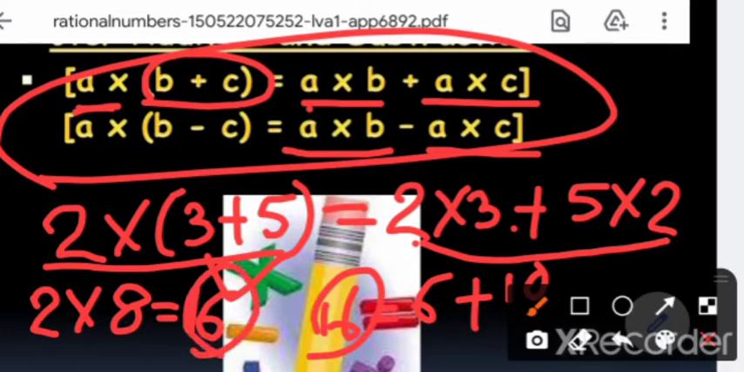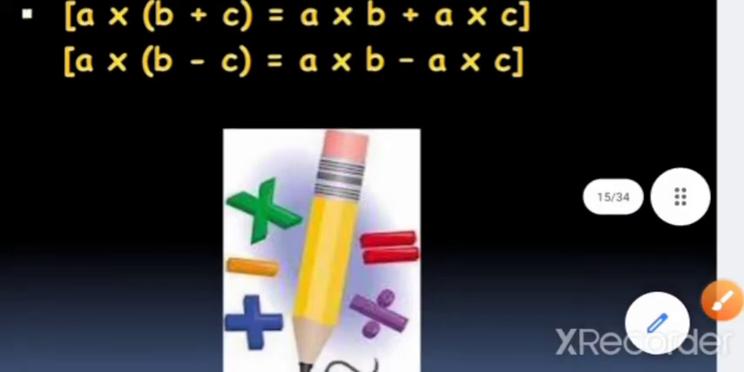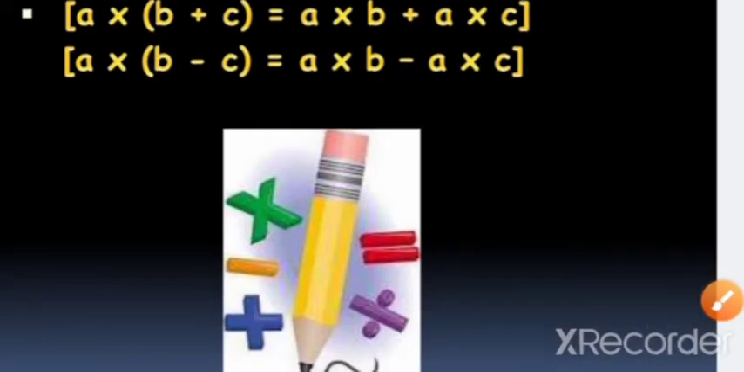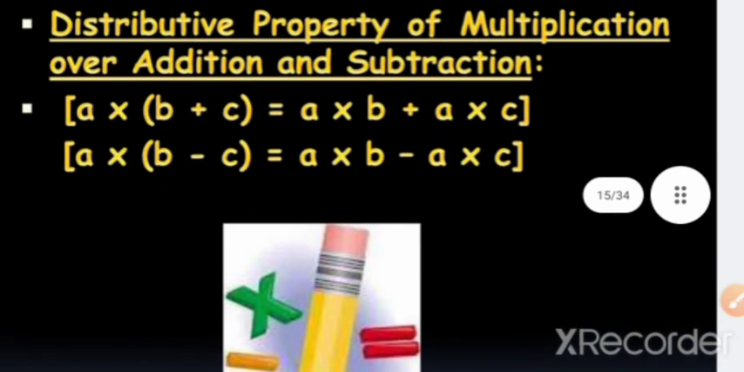Both sides' answers are the same. LHS is equal to RHS. So 16 is equal to 16. It means it is a distributive property. This example is for addition, but you can take any other example for subtraction also. It means the distributive property holds for multiplication over addition and subtraction both.